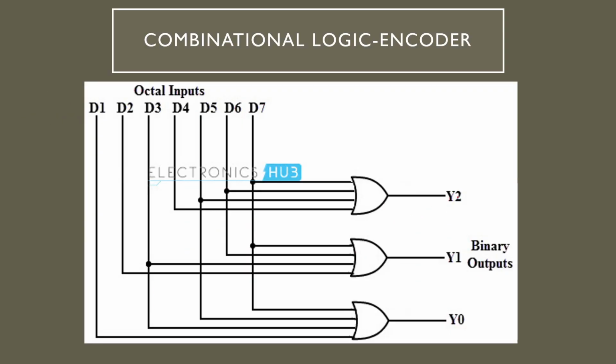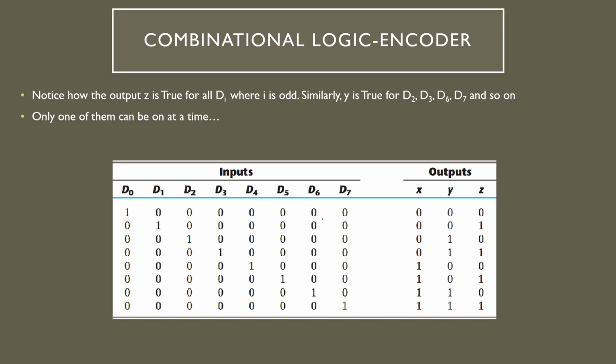This is a circuit of the particular one. So if you notice on Y0, which is what we would normally call Z, it is connected to D1, D3, D5, and D7. So it's only 1 for these values. Similarly, here this one's connected to D2, D3, D6, and D7, as specified by the truth table over here, and so on.